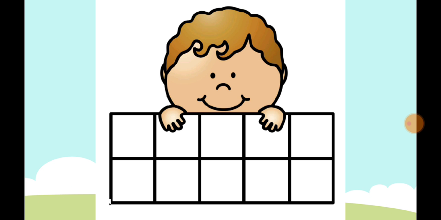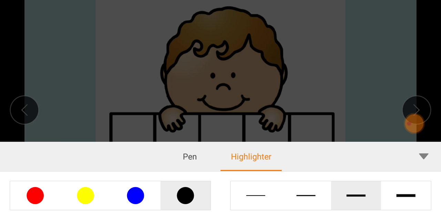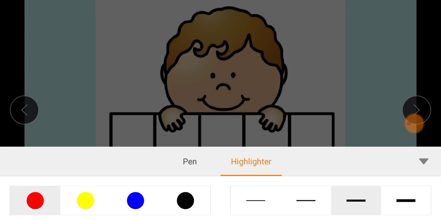This is the 10 frame. Remember, the 10 frame is a rectangle divided into 10 equal parts, divided into 10 squares. Okay? The upper part has 5 spaces, 5 squares, and the lower part also has 5 squares. Okay? Now, I'm going to do a review of how we worked with the 10 frame.